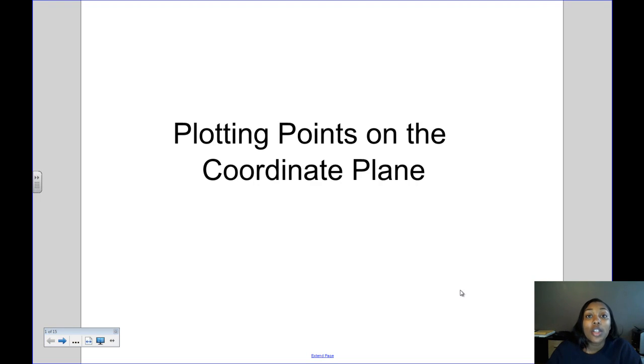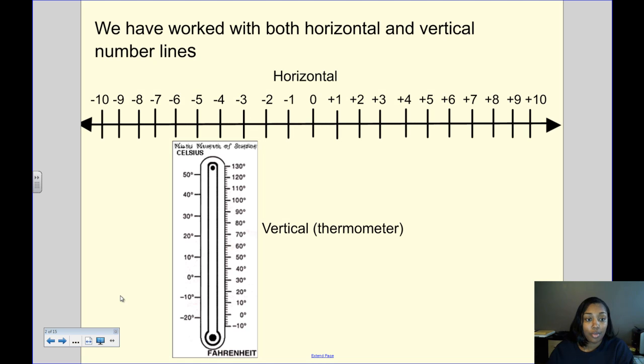So today's video is about plotting points on the coordinate plane. So we have worked with both horizontal and vertical number lines, and we're going to be using both vertical and horizontal number lines when we're trying to plot points. An example would be just a regular number line, and a vertical example would be like a thermometer.